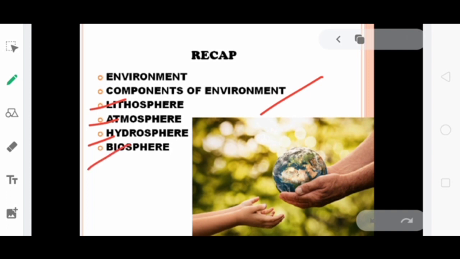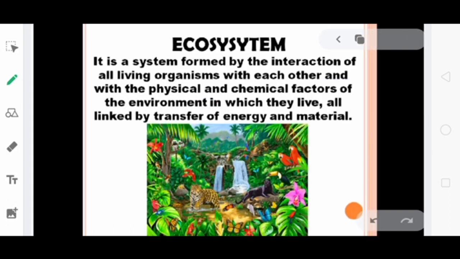Then we went on to the biosphere, which is a narrow zone. It is the interaction of lithosphere, hydrosphere and atmosphere. All living beings ranging from microscopic organisms to human beings are found in the biosphere. It consists of both plants and animal kingdom. And this biosphere is the life supporting domain. These are the things that we discussed in the last class.